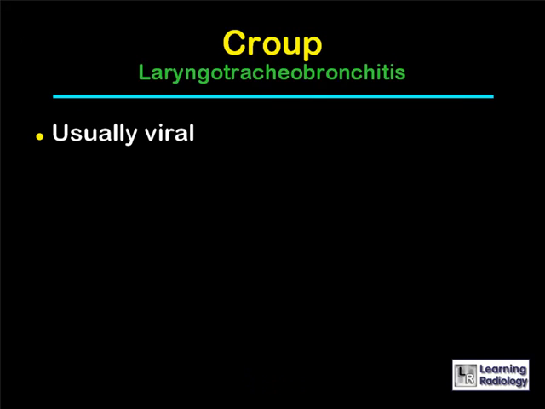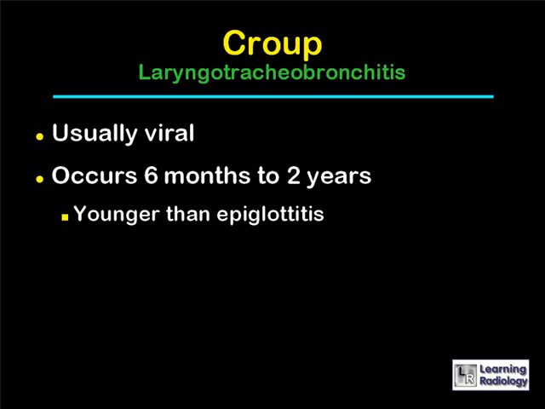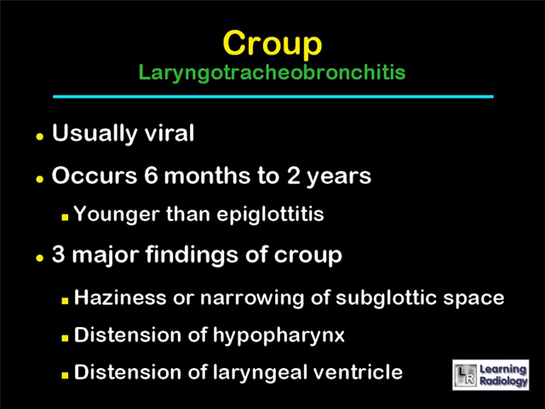Croup or laryngotracheobronchitis is usually viral in origin. It occurs between 6 months and 2 years, a younger age than those who get epiglottitis. And the 3 major findings of croup are haziness or narrowing of the subglottic space, distension of the hypopharynx, and distension of the laryngeal ventricle.